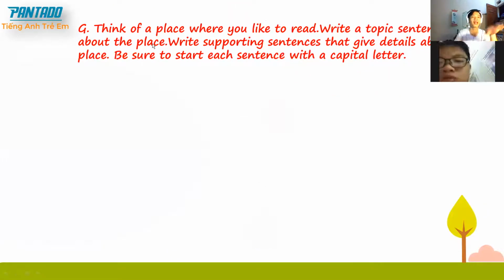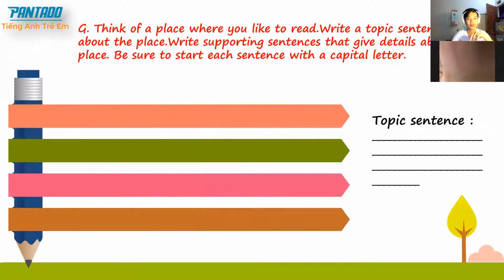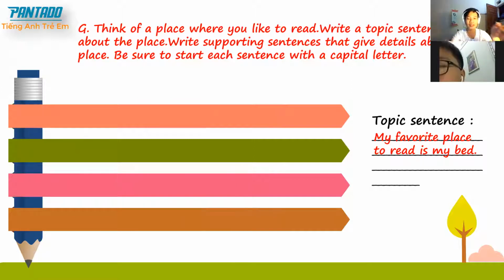All right. Now, let's think of a place where you like to read and write a topic sentence about this place. Write supporting sentences that give details about the place. Be sure to start each sentence with a capital letter. So this is an example of the topic sentence: My favorite place to read is my bed. Okay?